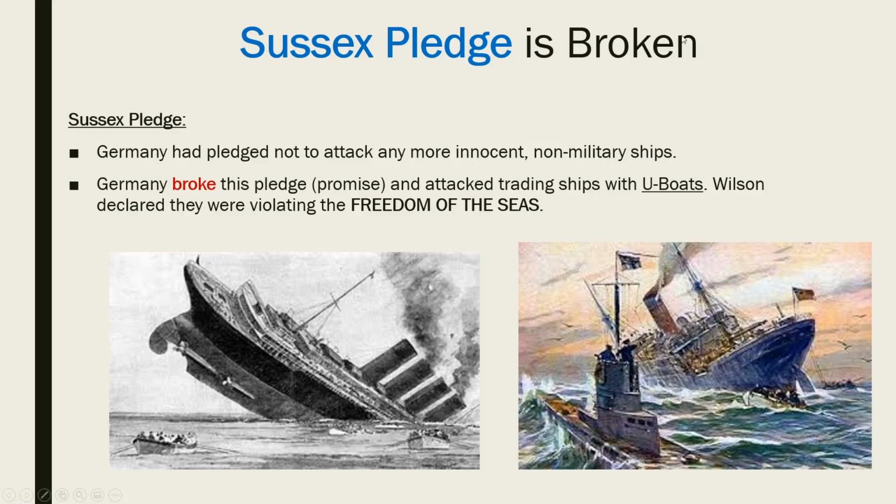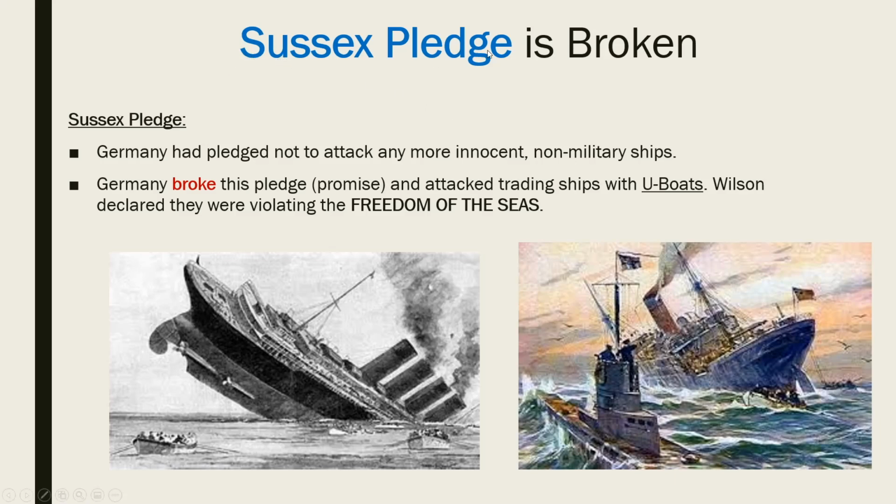Another one is something called the Sussex Pledge. So the Sussex Pledge happened as unrest grew in America towards the Germans attacking their ships with these U-boats with unrestricted submarine warfare. So the Germans had for a time pledged to not attack any more of these innocent non-military ships like the Lusitania, ships that were just trading. So they said they would only attack aggressive military ships, but that didn't last long.